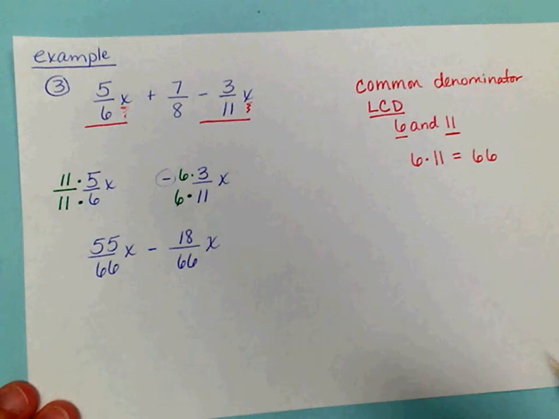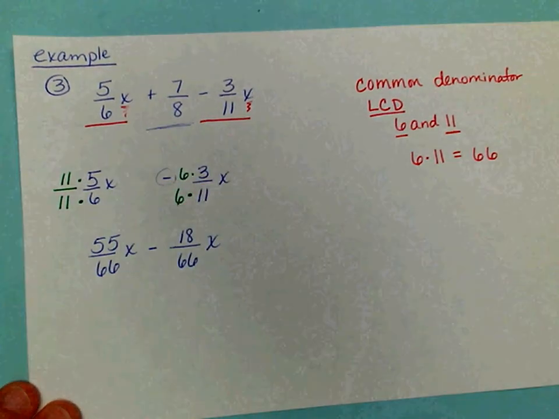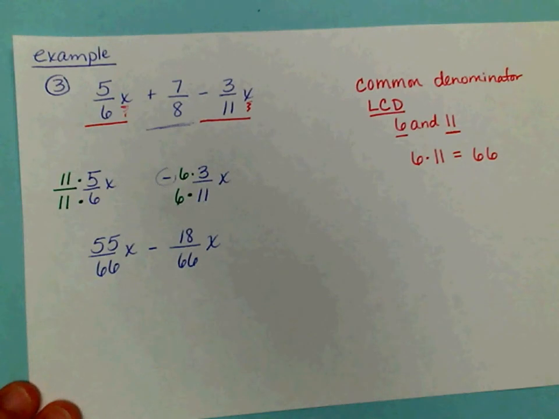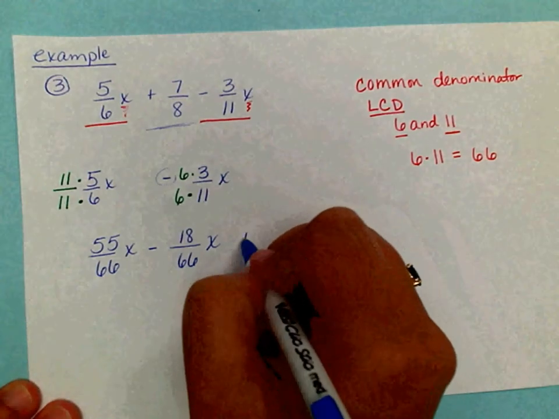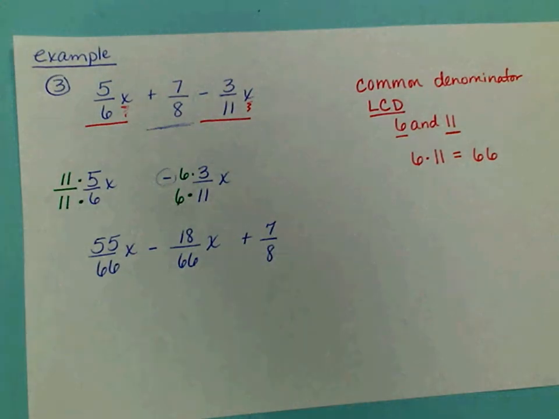And don't forget, there was still this term up there in the middle, that plus 7/8 didn't have a variable attached to it. But we can't lose it, so let's go ahead and bring it down as well. So we've changed the problem. It's now 55 over 66 times x minus 18 over 66 times x plus 7 over 8.